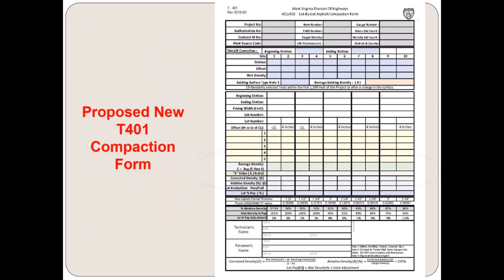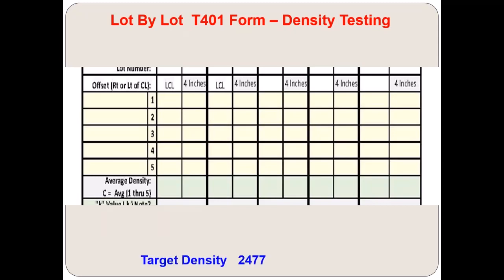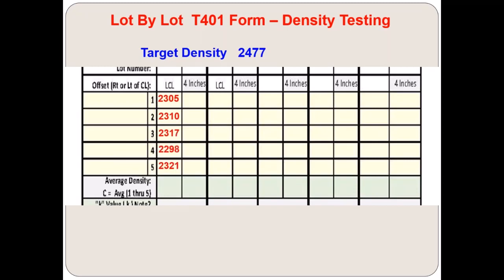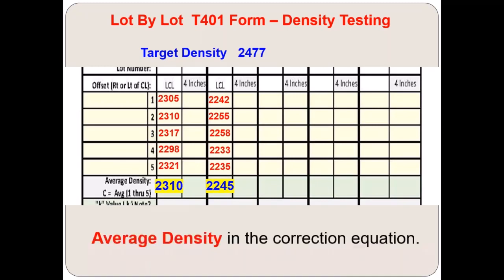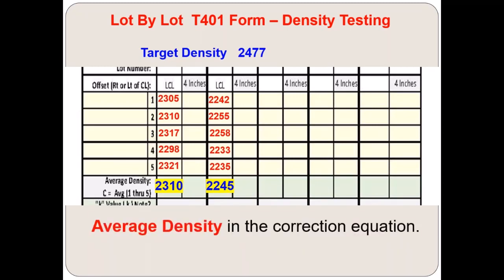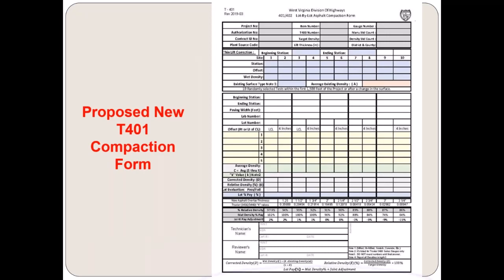Again, looking at our form, the center section here is where our density data will be stored. This example, we've got a target of 2477, and we're taking our 5 tests, get our values. We move to our second lot, get our values. Our first lot, we got a 2310. Our second lot, we got a 2245. These 2 numbers will become our average densities in their correction equations.